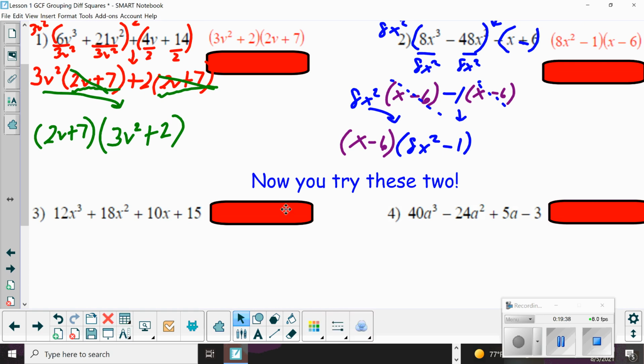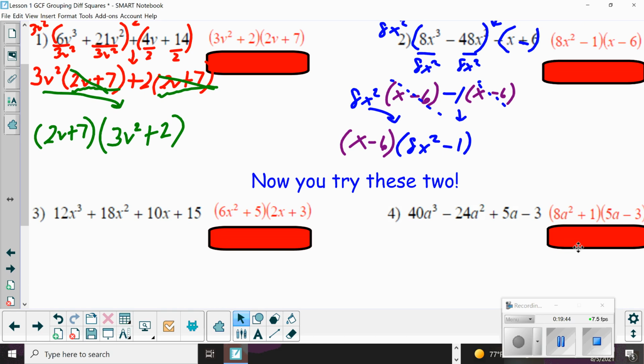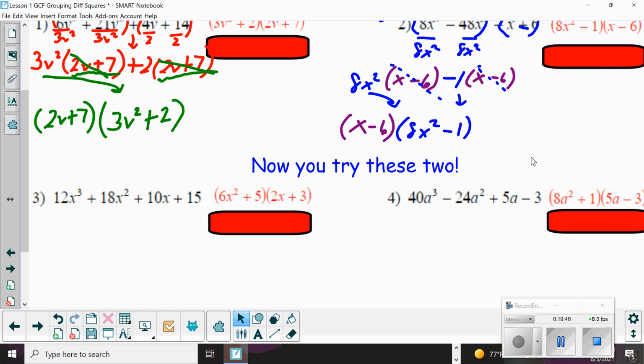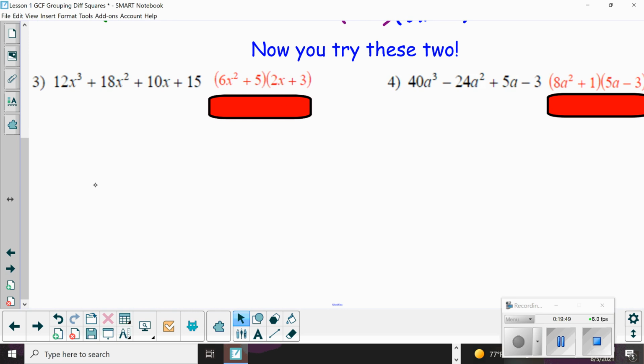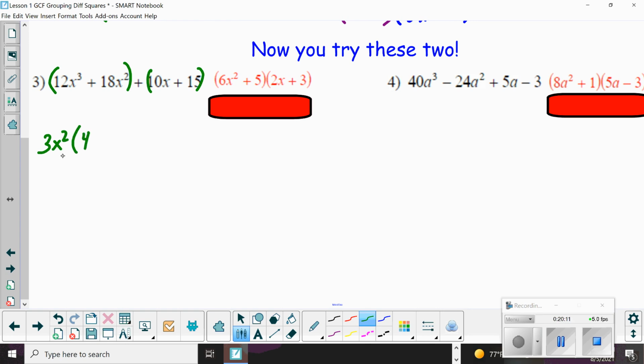Okay, are you back? So how did you do? Are you successful? Okay, we're going to run through this kind of quick because if you have questions, you can ask me in class. But let's go through here. I'm going to group the first two and group the last two. Over here, 12 and 18, greatest common factor, 3. X cubed, x squared gives me an x squared. 3 goes into 12 4 times, x squared goes into x cubed x times, plus 3 goes into 18.